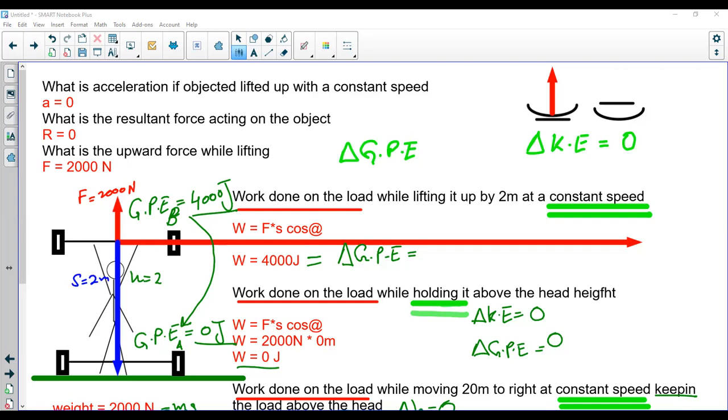Okay. So now we will also prove it mathematically. Do you know the formulas for potential energy and kinetic energy? What are the formulas for potential energy and kinetic energy?